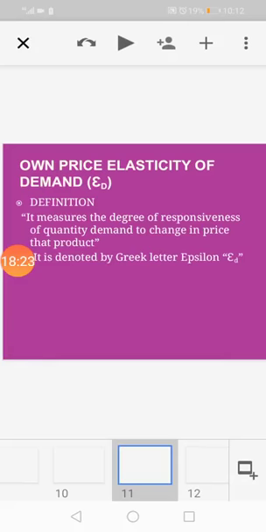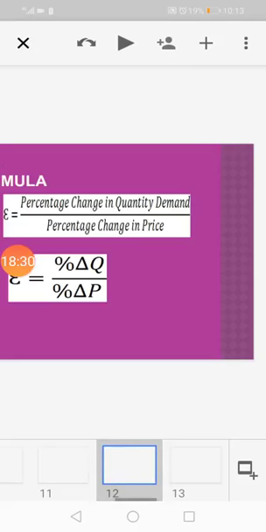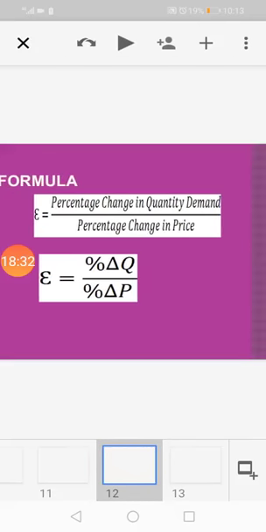So it is also denoted by epsilon. The formula we have already discussed. It is equal to percentage change in quantity demanded over percentage change in price. Okay, and again the magnitude can be greater than 1, equal to 1, or less than 1, but its sign is always negative. We are not interested in the sign, we are only interested in its magnitude. The price elasticity of demand is greater than 1, less than 1, or equal to 1.